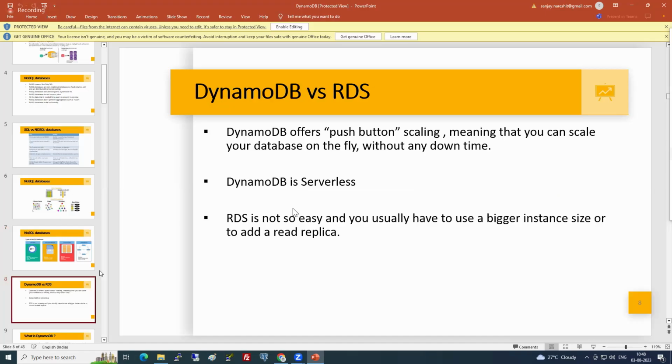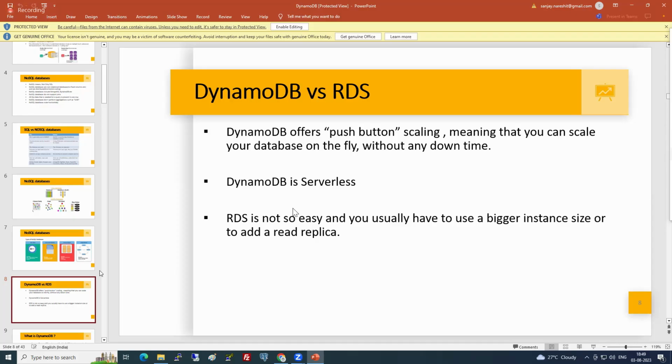DynamoDB offers push button scaling. What is that called? Push button scaling. Push button scaling meaning what? Let me talk about RDS. In RDS, if you want to increase the performance, what do you do? Two ways I said: one is read replicas, another one is scale up. For doing the scale up, do you need to stop the RDS instance or can you do it on the fly? You need to stop the RDS instance. You need to have downtime. So to increase the performance in RDBMS, there should be downtime.